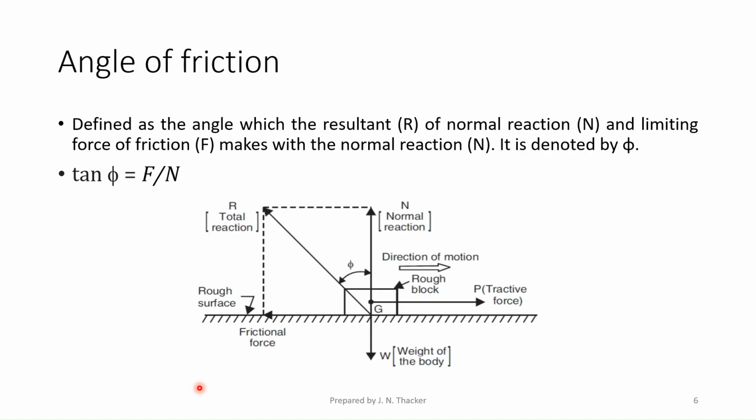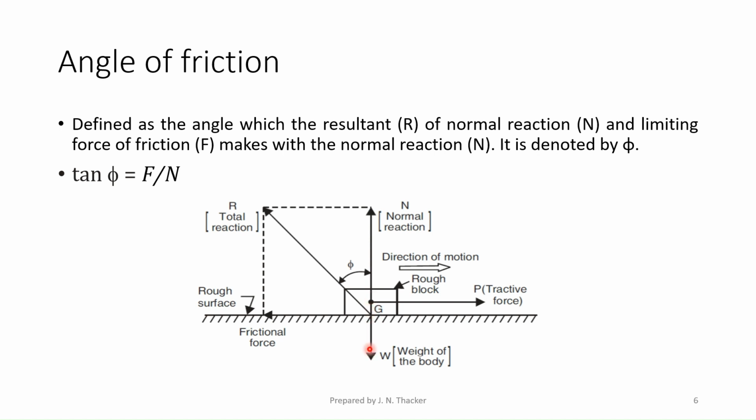Okay. Next term is angle of friction. To understand this angle of friction, you will need to consider that there is a rough horizontal surface. There is a rough block resting on this surface. So now see how many forces will be acting in this system. The very first force you can draw is this W, the weight of the block. This block will contain some weight and it will be acting vertically downward.